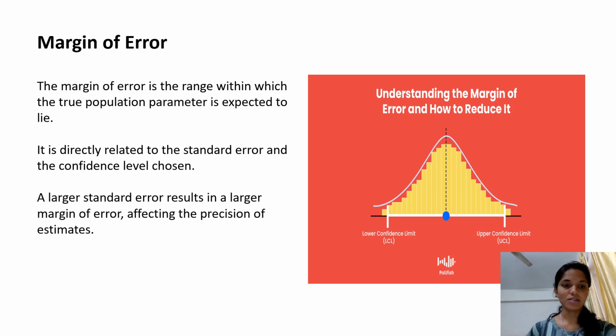Margin of error. The margin of error is the range within which the true population parameter is expected to lie. It is directly related to the standard error and the confidence level chosen. A larger standard error results in a larger margin of error, affecting the precision of estimates.